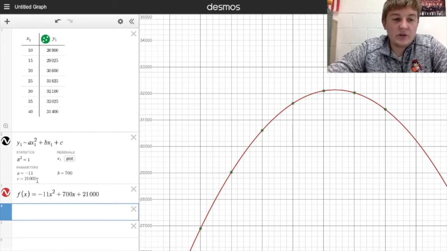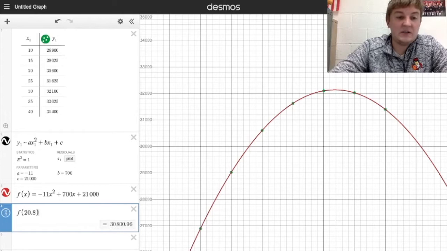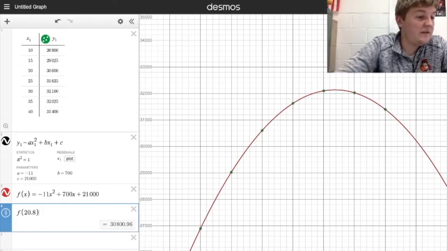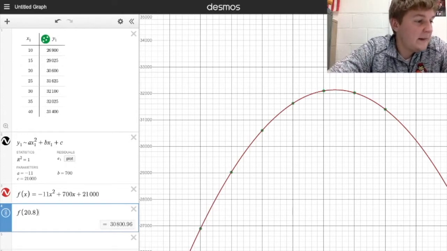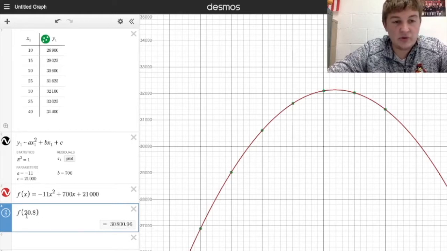Okay, and so then if we call this, and this is just function notation, which we've had experience with before, function named f, variable is x, what I can do is I can just go f of, and then I want to know what the value is when it's 20.8, because that's the time at which, if you read here, after 20.8 seconds, passengers begin to experience a weightless environment. So if I go f of 20.8, it says at about 30,800.96 feet. It gives you the result there.